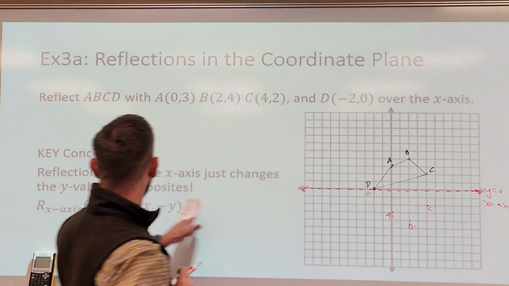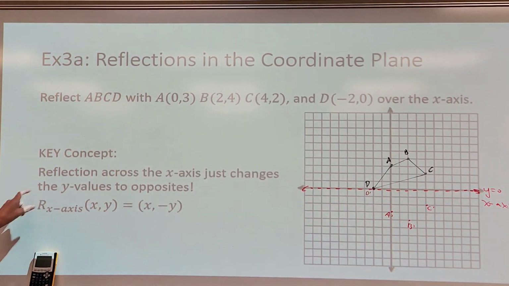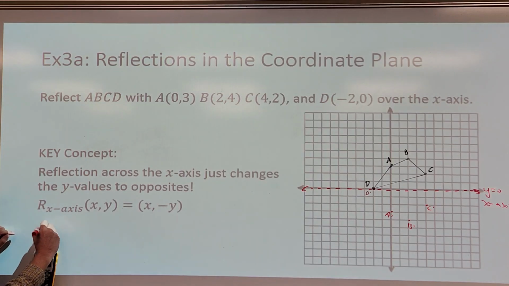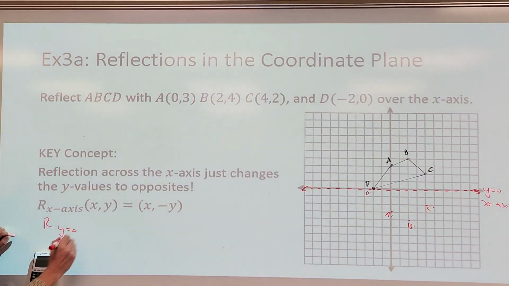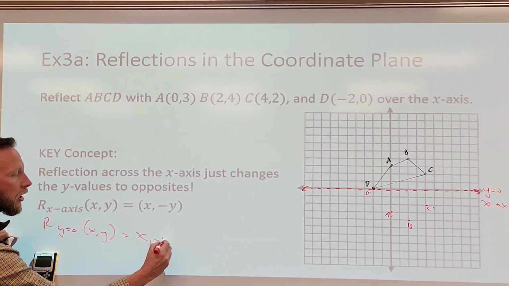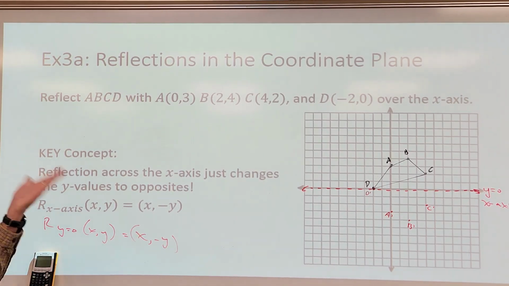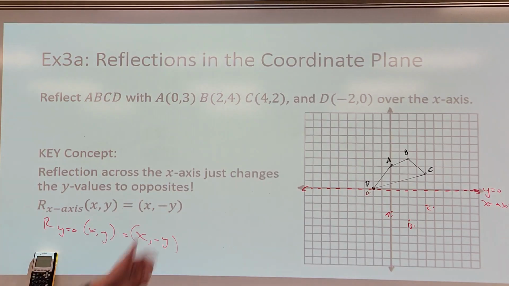A key concept here is to recognize that if you're reflecting over the x-axis, which is the same as reflecting over the line y equals 0, all that you're changing is the y value. If it's a positive number, it's now going to be negative. If it's negative, it's now going to be positive.